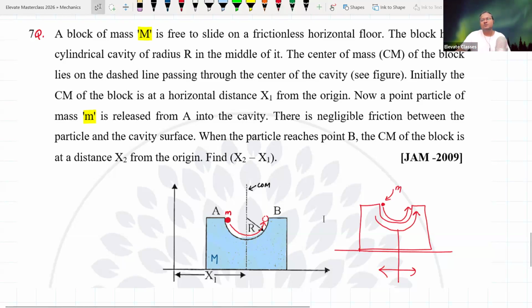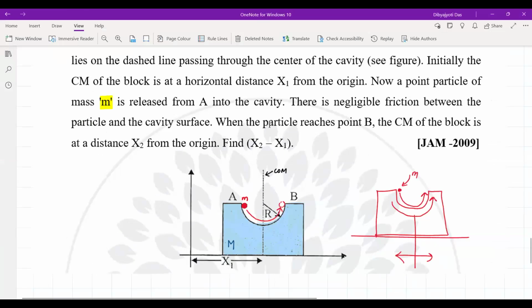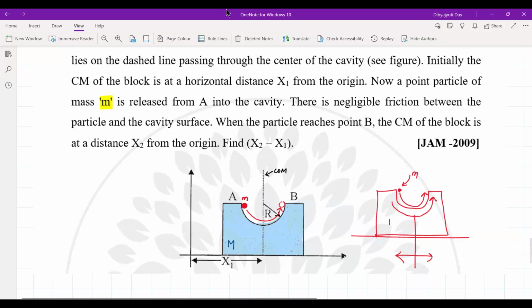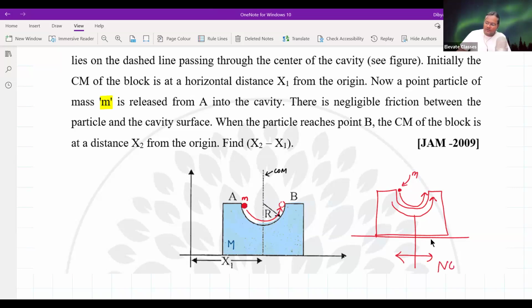Will the overall system shift back and forth if the point mass slides from point A to B? Why? Give me the reason. Sir, I think there should be no displacement of the system.